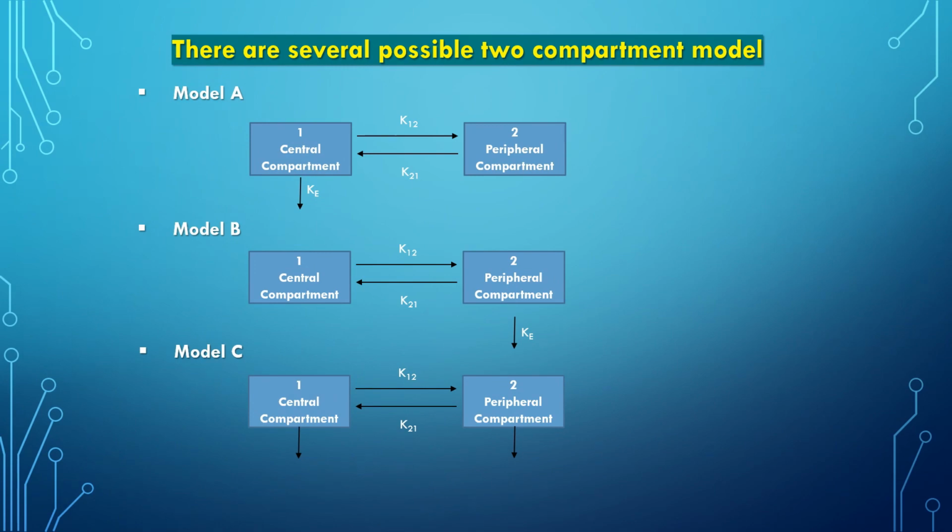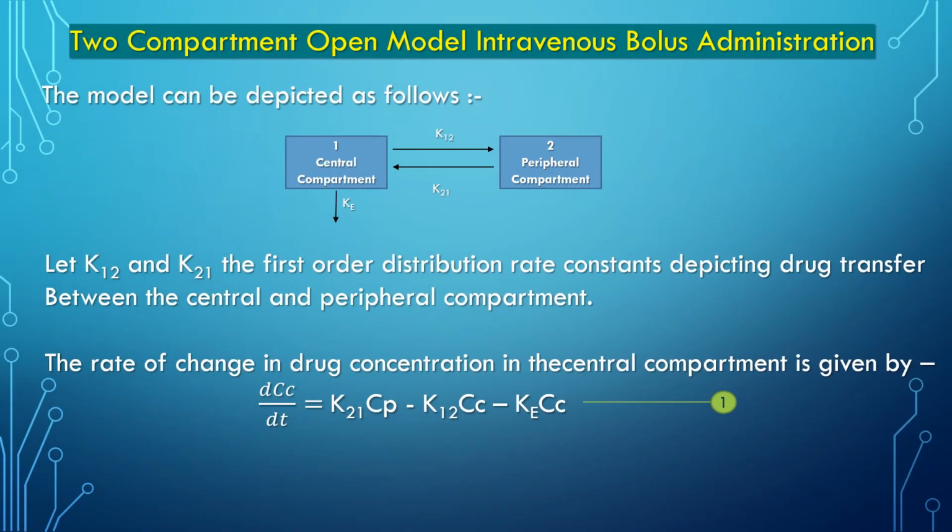There are several possible two-compartment models. Model A, Model B and Model C are shown in the figure. Two-compartment open model, intravenous bolus administration. The model is shown in the figure. In the figure, K12 and K21 are the first-order distribution rate constants showing drug transfer between the central and the peripheral compartment. The rate of change in the drug concentration in the central compartment is given by dCc/dt = K21 Cp - K12 Cc - Ke Cc.